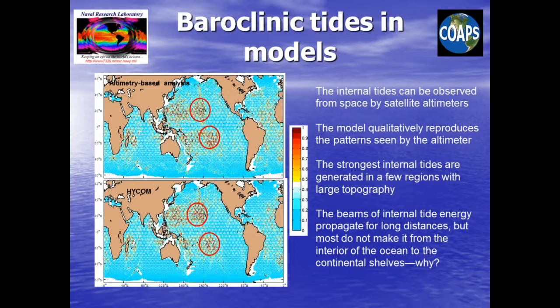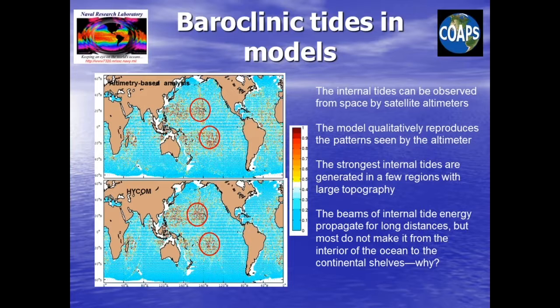Just to follow up on what I said earlier, on the top is what the altimeter actually saw for the surface signature of internal waves. If you look at the color bar here, it's 1 centimeter plus or minus, 1 centimeter total. Remember, that satellite is 1,000 kilometers out in space, and I'm looking at signals that are 1 centimeter in height. It's remarkable how far we've come with that. But if you look at the pictures here, we analyzed the model heights exactly the way you recover this from the altimeter.